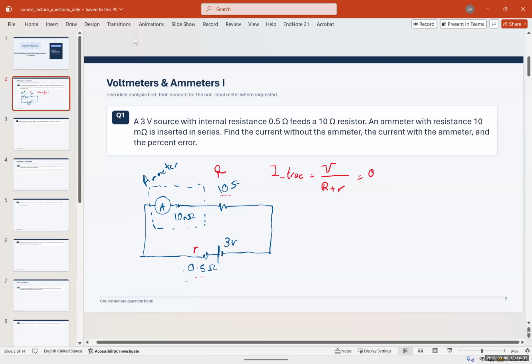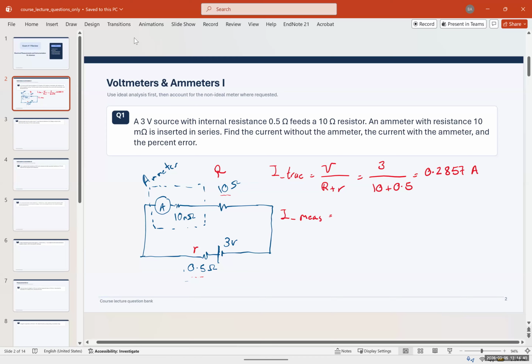So if I do that, V is 3 and 10 plus 0.5 gives us 0.2857 amps. And by the way, if my calculations are different from yours, just let me know so we can do it.